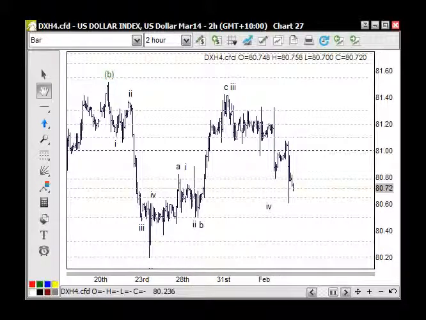Welcome, and here we're looking at the US dollar. Now the US dollar and the euro, because of the ADP figures and the NFP figures being weaker, have really extended their corrective processes. Now, I just feel that we need to allow them to play out a little bit further.